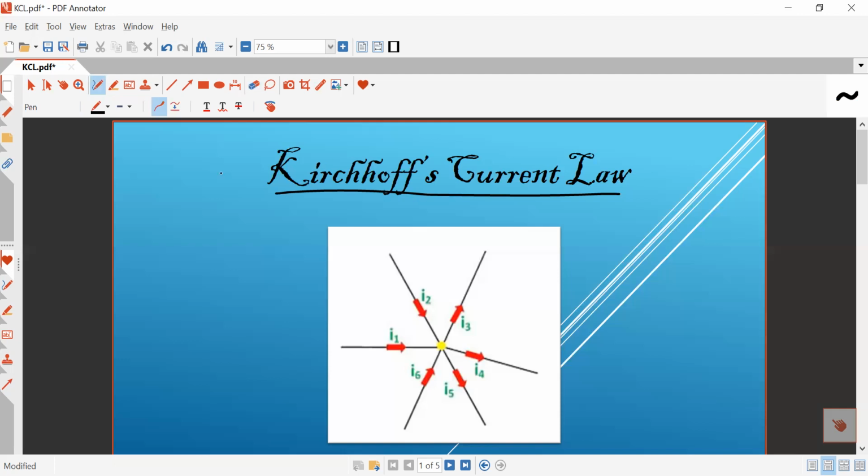So sound knowledge of this law is very important. Then only you can distribute current in the circuit. When you will see any electric circuit, then you will find a point where two or more than two branches are connected together.